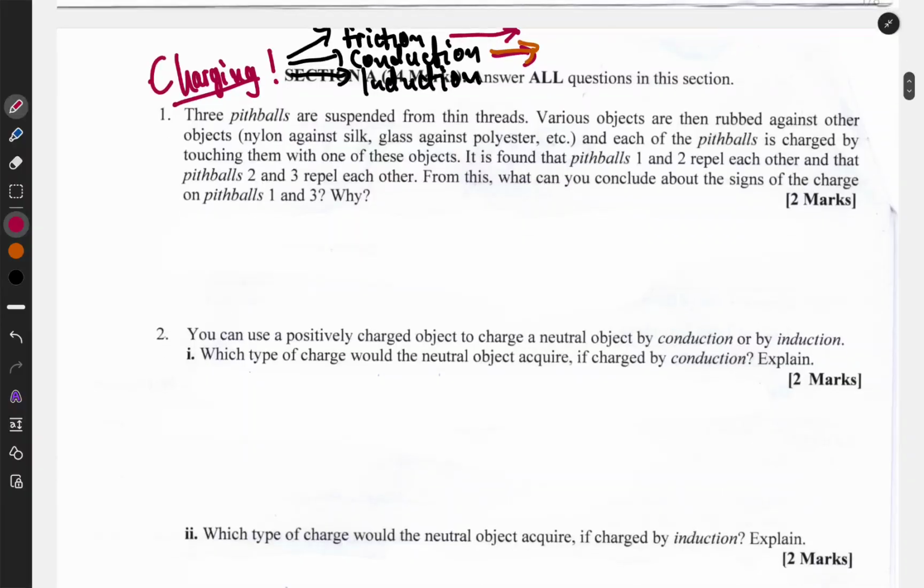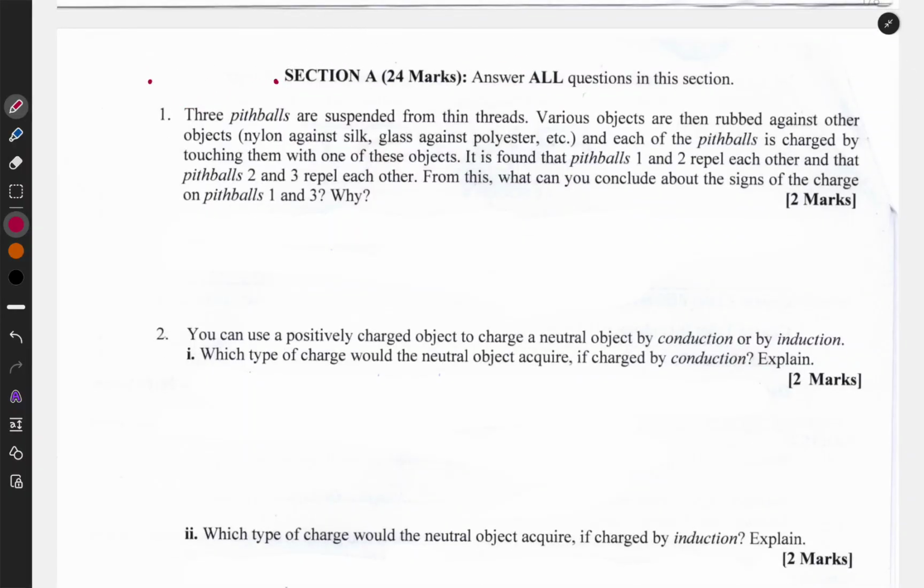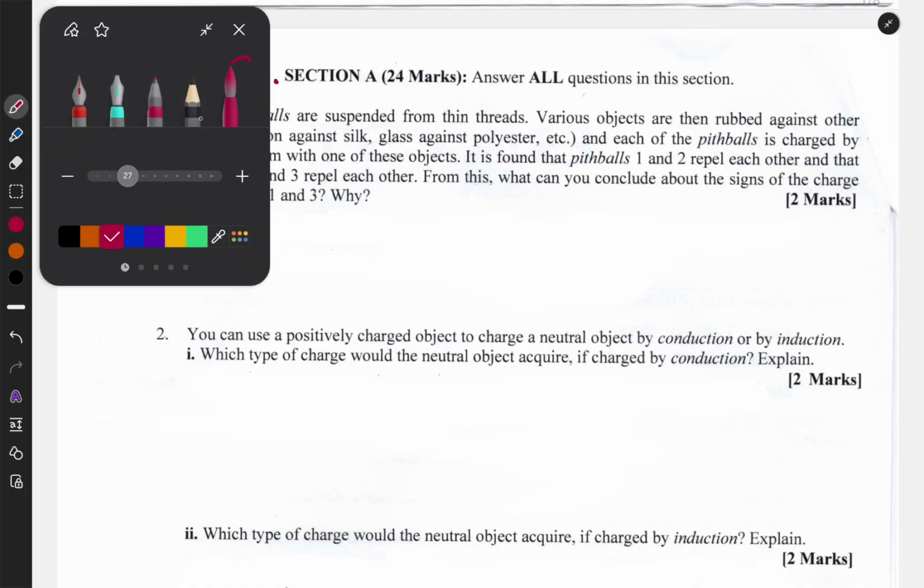And now let's get to answer these questions. So friction, we heard about it, conduction and induction. Nothing complicated there. Let's answer questions now. All right, so what is the first question and how are we going to answer it?